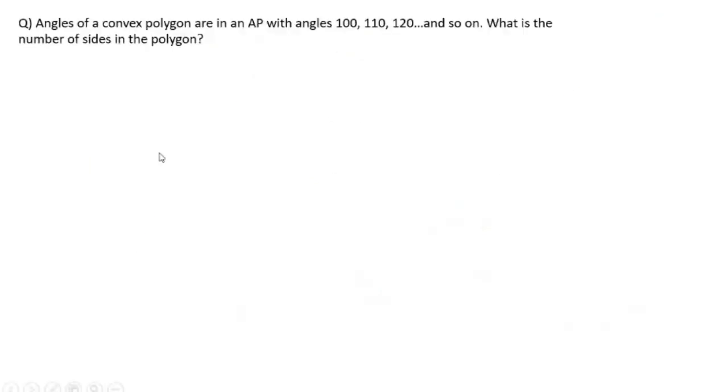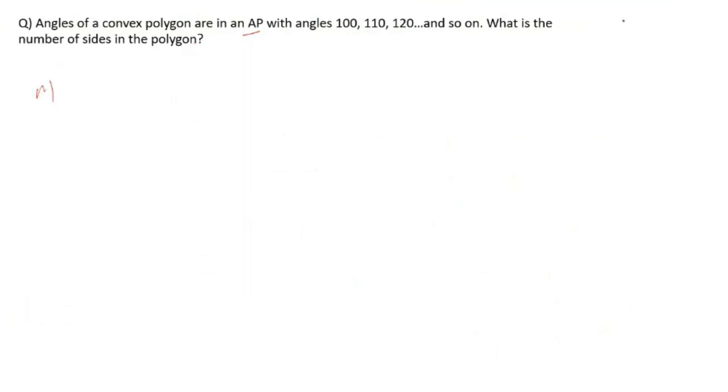So there is this question. Angles of a convex polygon are in AP, and to cover just between convex and concave, we just have a look with angles 100, 110, 120, and so on. So this is an arithmetic progression with these angles. What is the number of sides? So here we have to find the number of sides in the polygon, right?